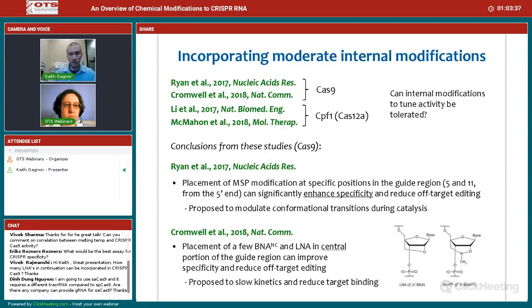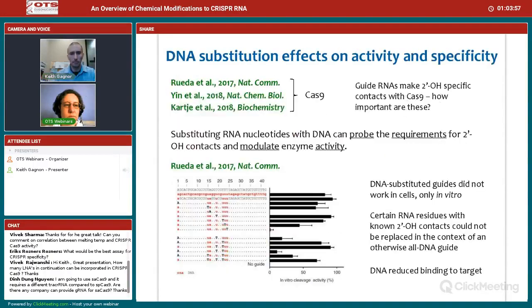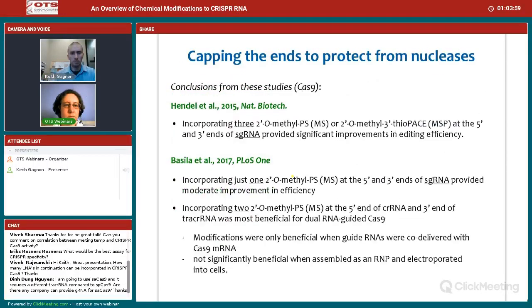What modification patterns to use, I don't know, but if you just want to stabilize saCas9 CRISPR RNA, I would probably start with a couple, maybe 2 terminal PS modifications, PS 2' methyl modifications, and I would refer you to probably the Basila et al. paper and the Hendel et al. paper. I would refer you to those.